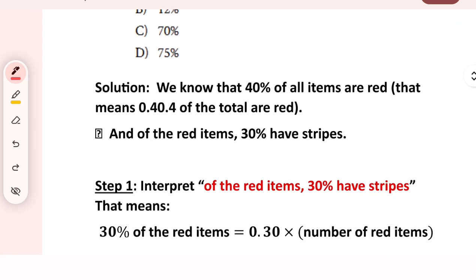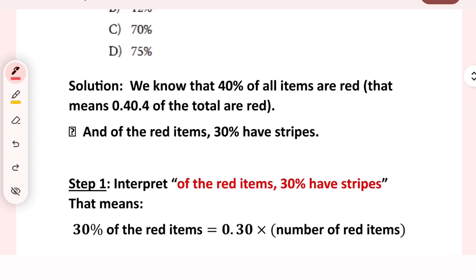We know that 40% of all items are red. And how do we convert that mathematically? That means 0.4. Sorry, it should have been 0.4, not 40.4. So 0.4 of the total items are red. And among those 40%, 30% of them have stripes.